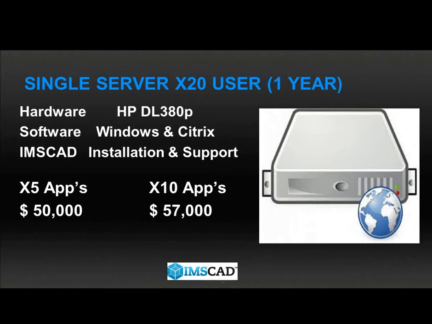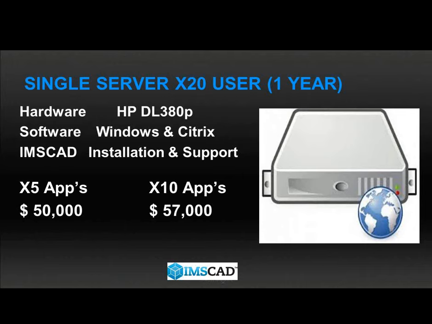This would be a Hewlett-Packard DL380P. I've chosen here quite a small footprint machine, with dual 8-core processors running at 2.9 gigahertz. We would put in there something in the order of 128 gig of RAM, possibly double that depending on the size of the models and files you were using. Some minimal hard disk, about 300 gigs.